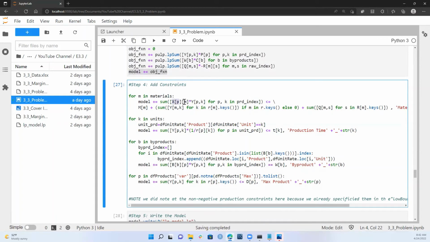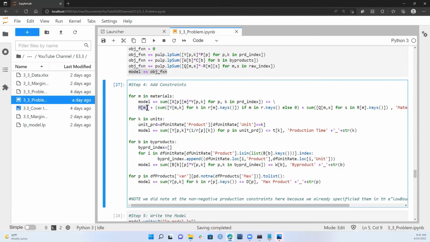So we take X sub PM, the amount of material M consumed per ton of product P, times the amount of product P made on machine K. And we're going to sum that up for all PK in product index. And so this will represent the total amount of material M consumed. And that has to be less than or equal to M sub M.